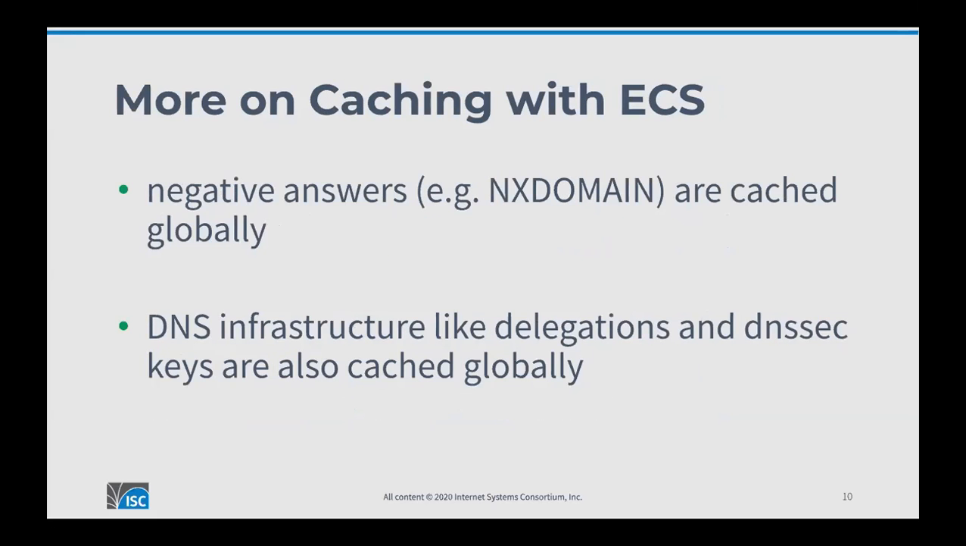A little bit more on caching with ECS. Negative answers, for example NXDOMAIN, are cached globally. And by that, I mean it's in the global cache, so it's not in the cache that I was just referring to in my example. It's not based on the network range, right? The idea here is basically I can't respond telling one client that something doesn't exist and then respond to another client on another network and say it does exist. So anything that's a negative answer is going to be cached globally.